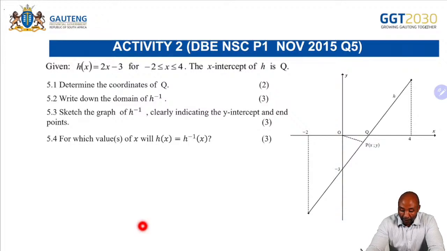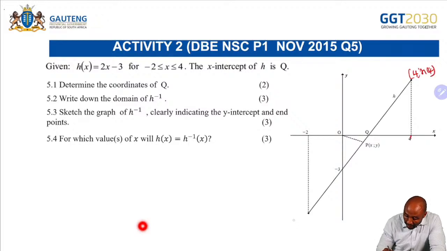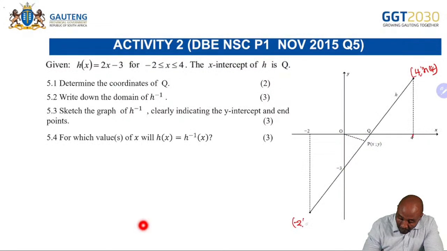Now, the first question says, determine the coordinates of Q. If you are looking at that graph, our endpoints, you are able to see that it ends, our x value, it's 4 there. So here it means we have 4 and h of 4 as the coordinates of that point. Here it means our coordinates are -2 and h of -2.